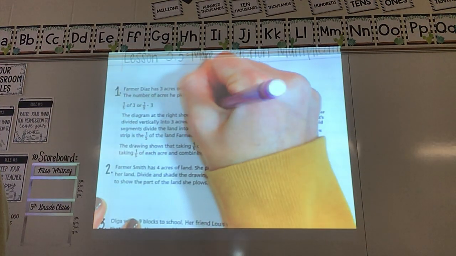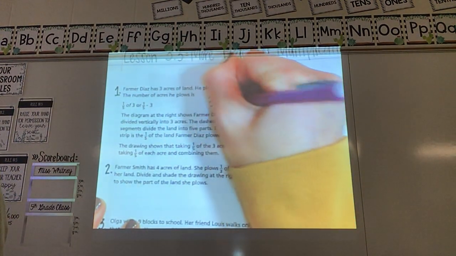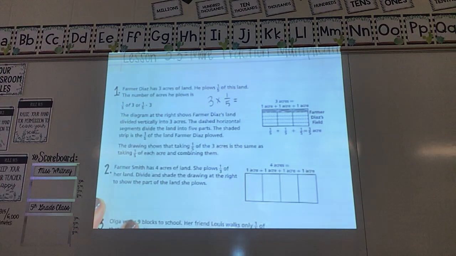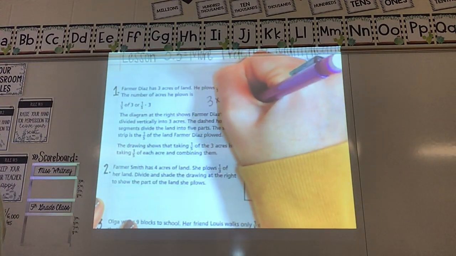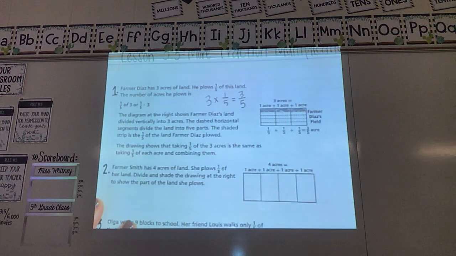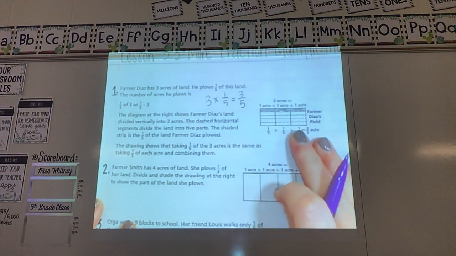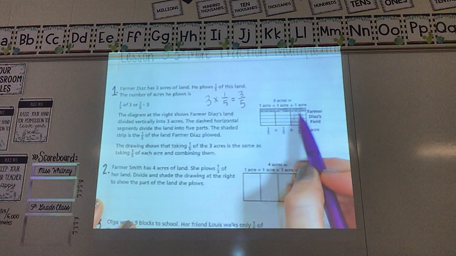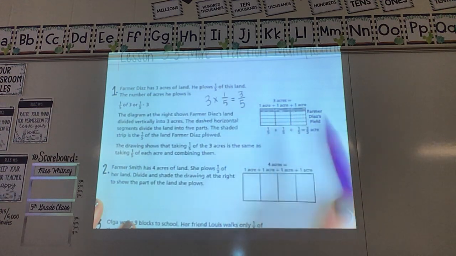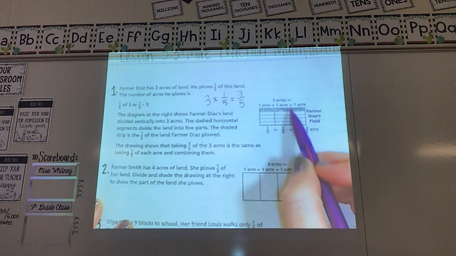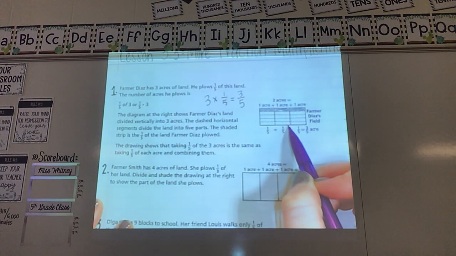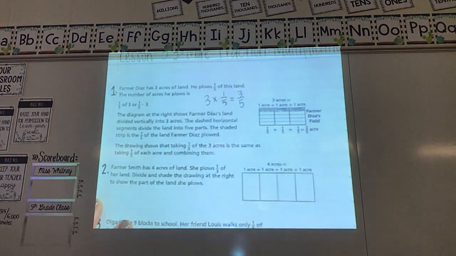We already know how to do that. If I do 3 times 1/5, what would I get for my answer? 3/5, right? They are showing me how I can put it in a picture. So they drew a rectangle, and they knew that he had 3 acres. So they cut their rectangle into 3 pieces going up and down. Do you see the pieces? Here's 1 piece, 2 pieces, 3 pieces.